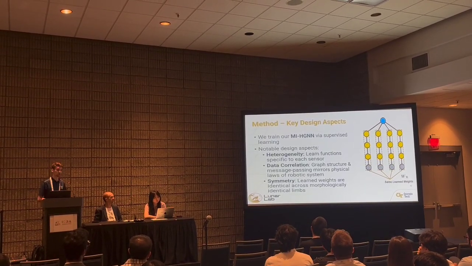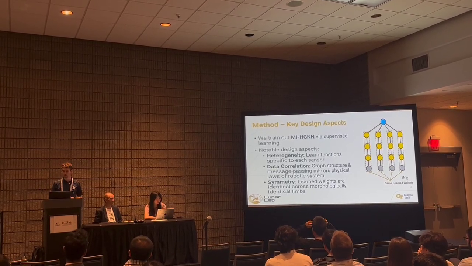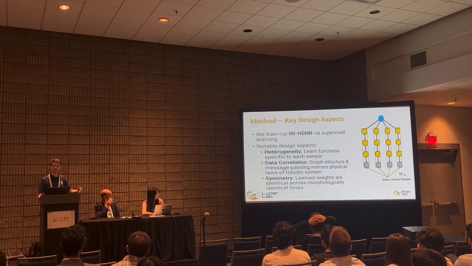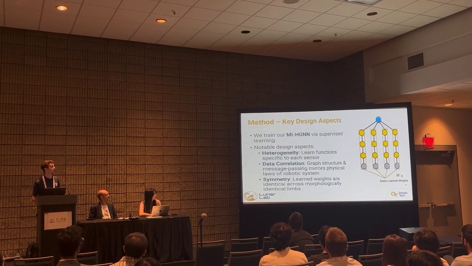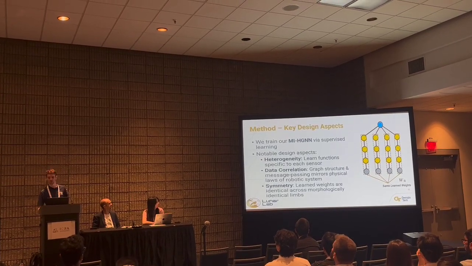And finally, symmetry. It turns out if your robot's morphologically identical across different limbs, this correlates to graph symmetry, as shown in the graph on the right, which then becomes shared weights. These shared weights mean you can train a model much faster, and it's a lot more generalizable.